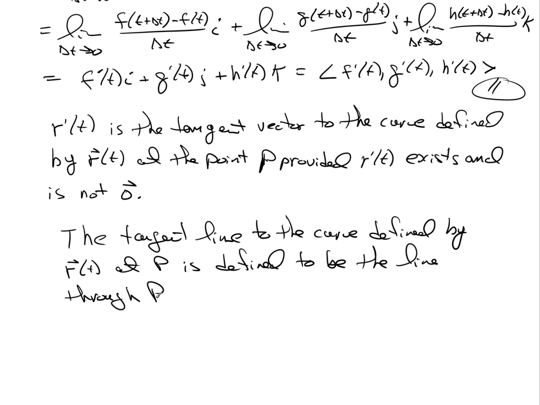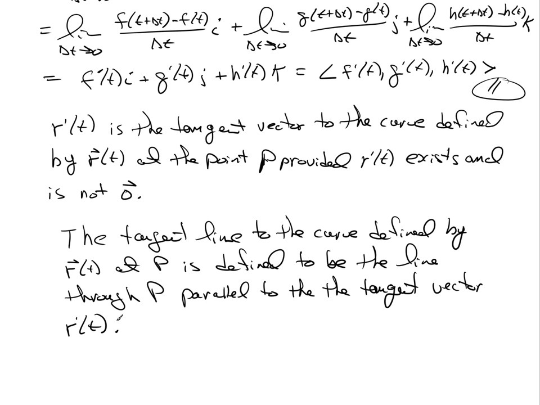So it's a line that goes through point P, and it's parallel to the tangent vector r prime of t. Now think about what this just got done saying, because this is really important here. The tangent line to the curve defined by r of t at P.